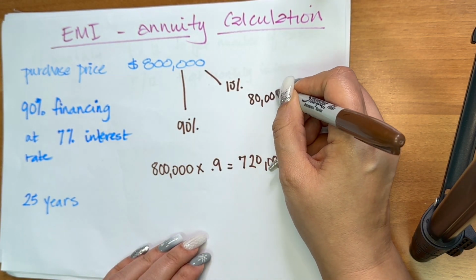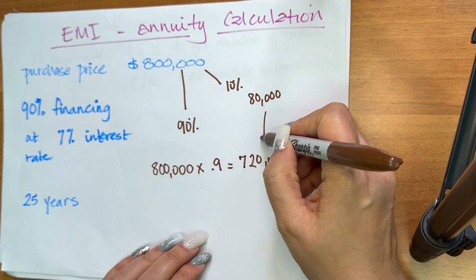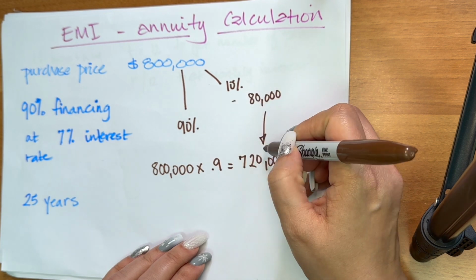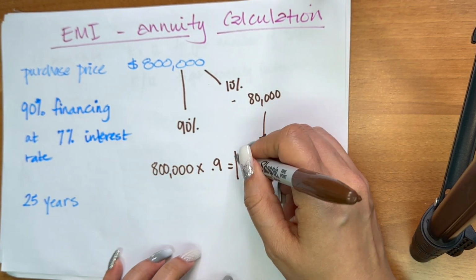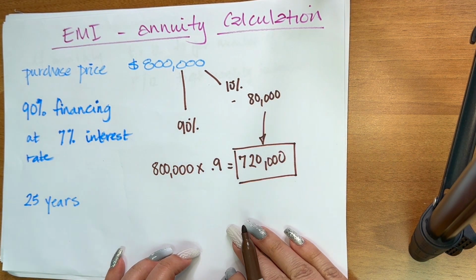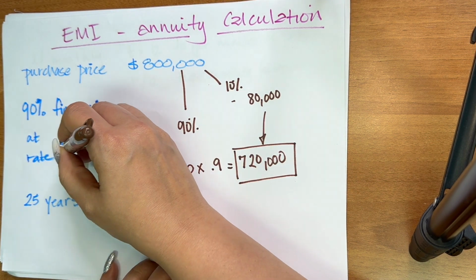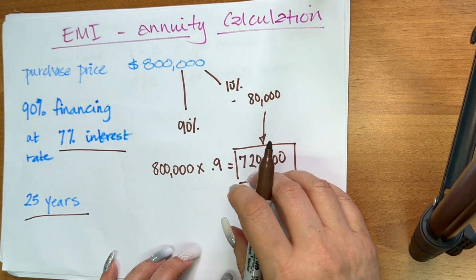Or if you want a simpler one, 10% of 800,000 is 80,000. That will be my down payment. Subtract 800,000 minus 80,000, and it'll give me 720,000. So I know now my loan amount is 720,000. The loan is at 7% and it's 25 years and it's monthly.